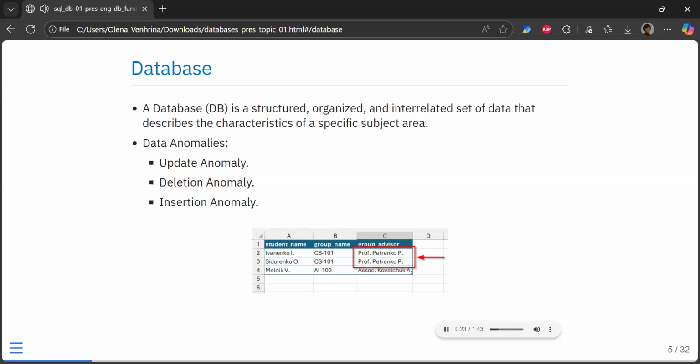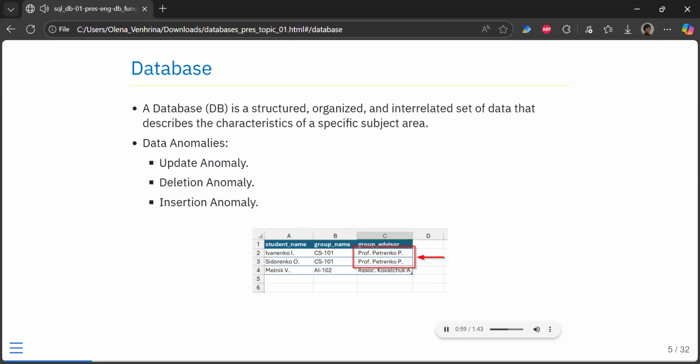Let's look visually. Before you is a typical example of a flat file, a table where we try to store data about students and their academic groups. Everything seems logical, but this simple structure creates three significant problems, known as data anomalies. First is the update anomaly. Imagine that Professor Petrenko, curator of Group CAN 101, changes his last name. To maintain data relevance, we will have to find every student of this group in the table and manually correct this last name. If we miss even one row, that's it, the data has become inconsistent.